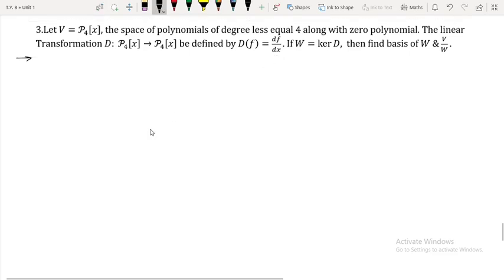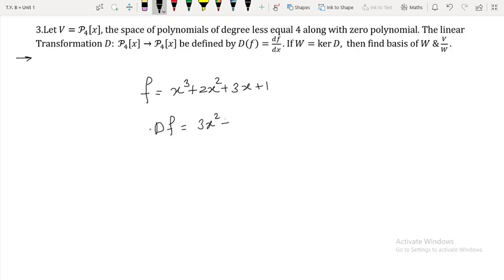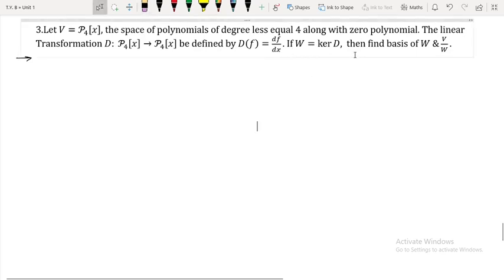For example, if our f is x cube plus 2x square plus 3x plus 1, and I operate D on it, what will be my Df? It will simply take the derivative, so 3x square plus 4x plus 3. Okay, so this is what I wanted to say. So in this example, our W is the kernel of D, and we have to find a basis of W and the quotient space V mod W.